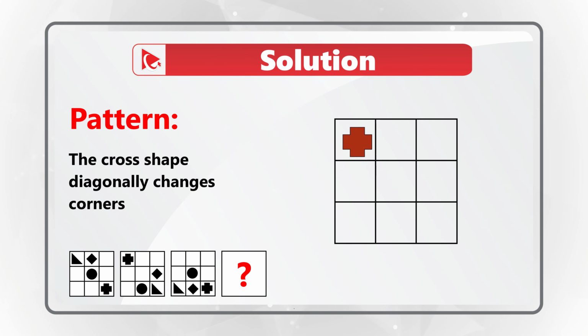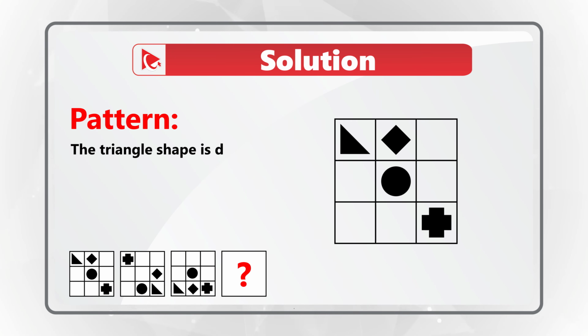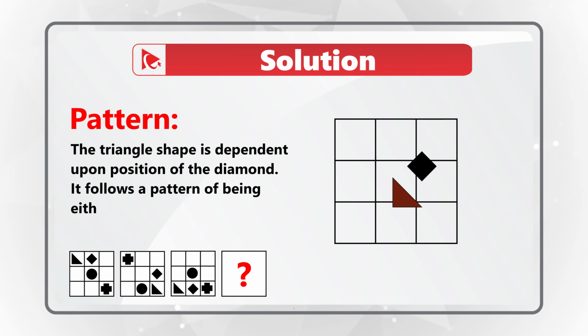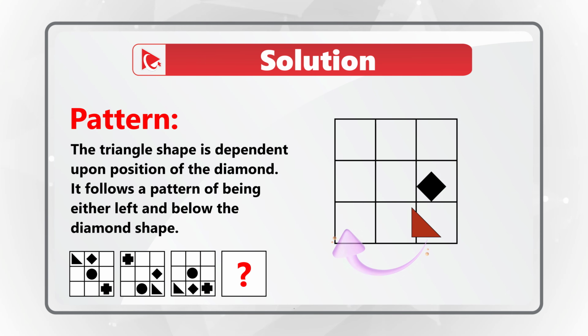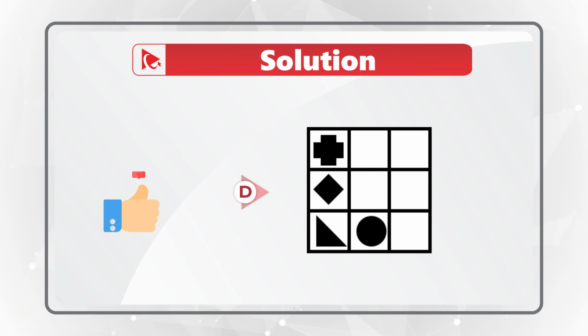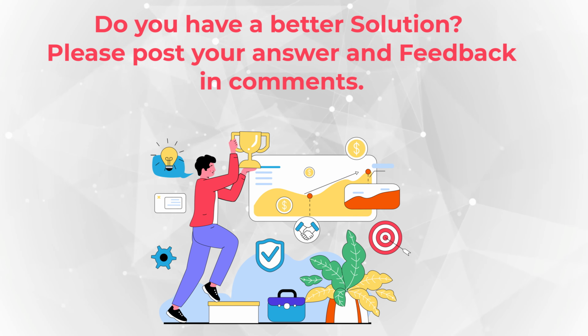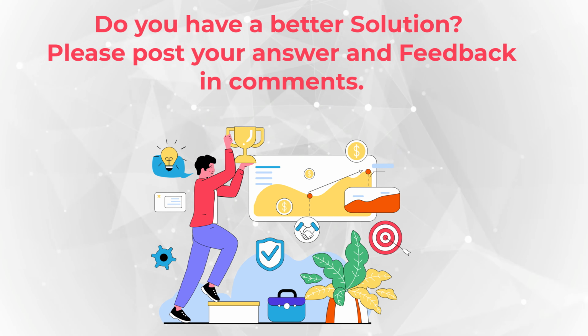And the most interesting is pattern 4. In this pattern, the triangle shape is dependent upon the position of the diamond. The triangle follows the diamond and is in the pattern of being either to the left or below the diamond shape. This is why the correct choice here is choice D. Hopefully you've nailed this question and now know how to answer similar problems on the test.